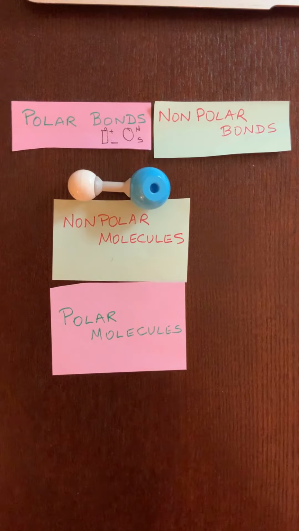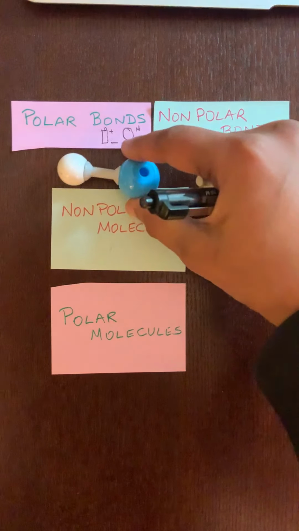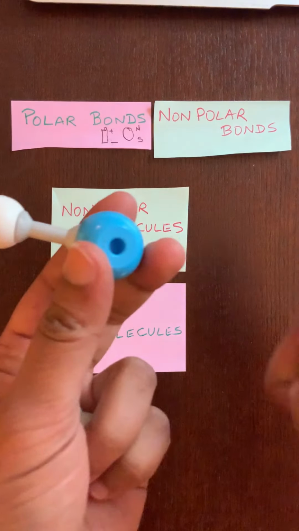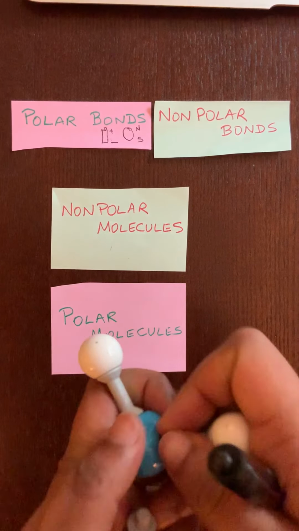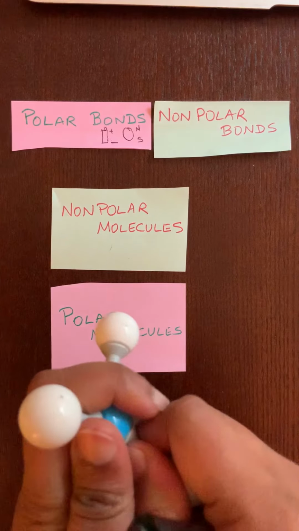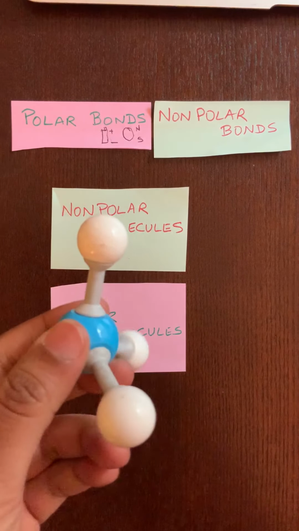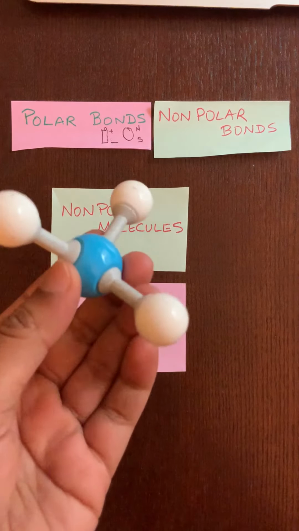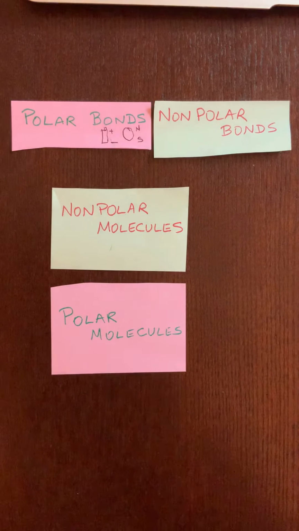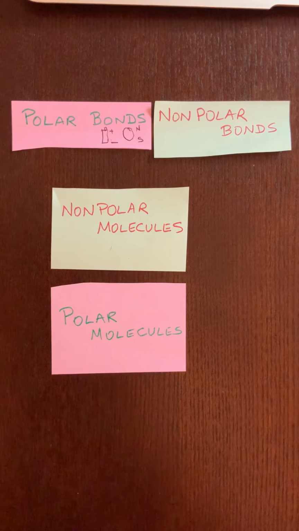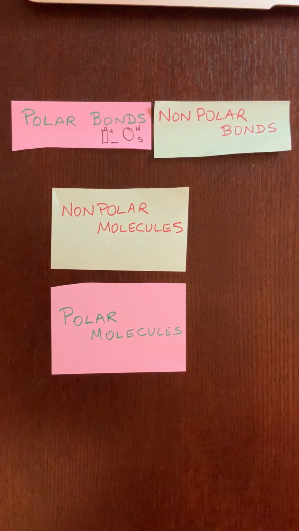We can look at bonds individually, like this one, but we can also look at molecules as a whole. That means we look at the individual polar bonds, then we attach them together in a molecule and ask ourselves, did anything change? Is the molecule still going to be polar or nonpolar? We'll get there, but we're not there quite yet. Let's first start off with the basics.